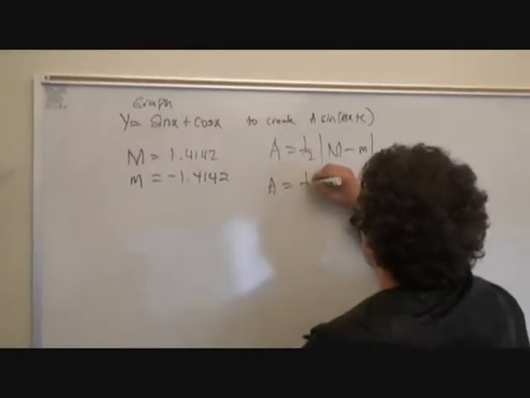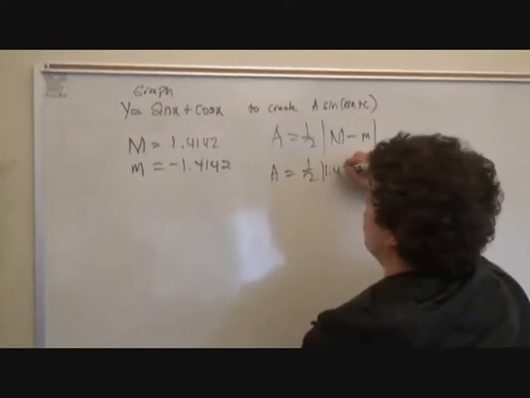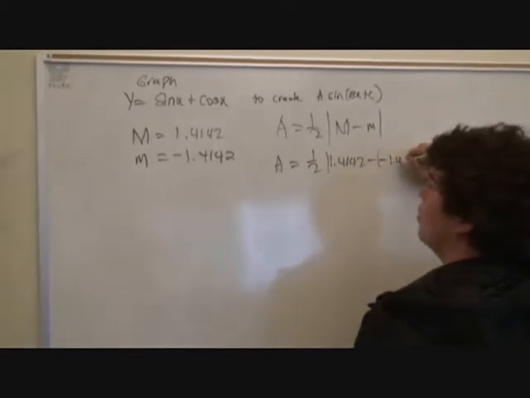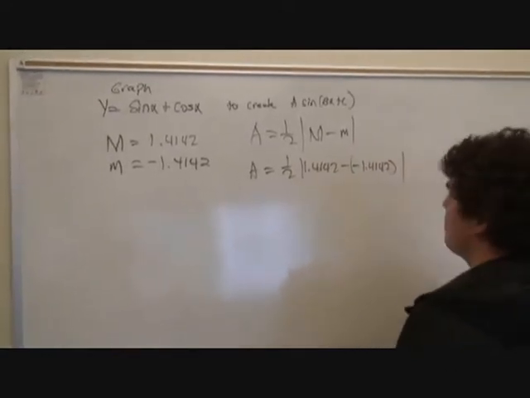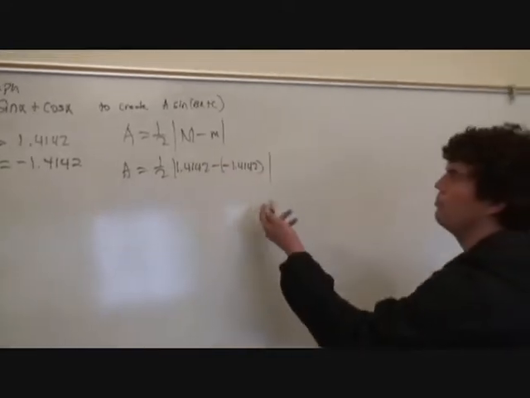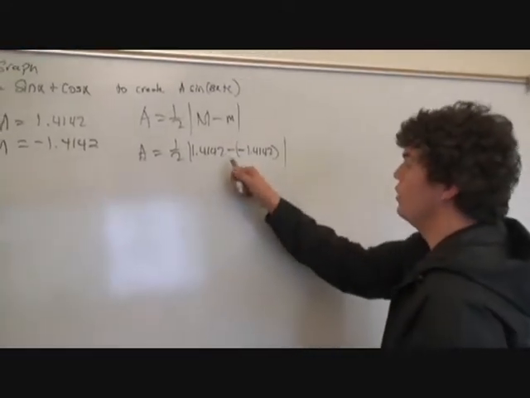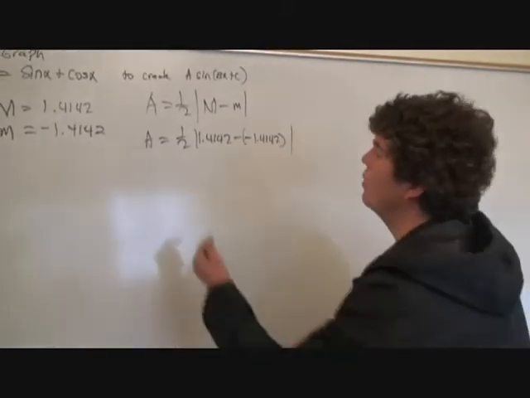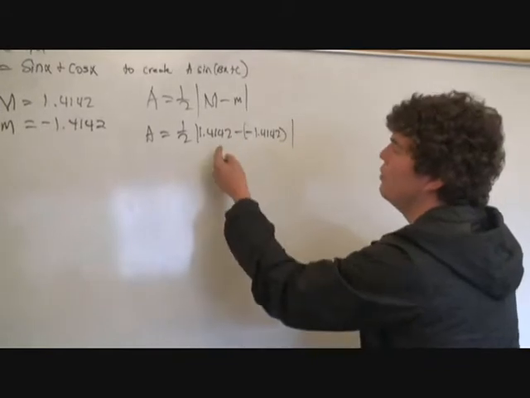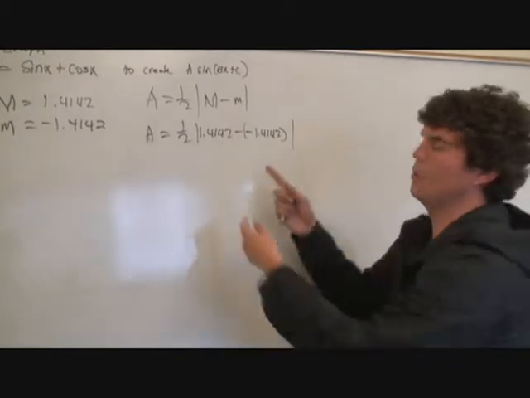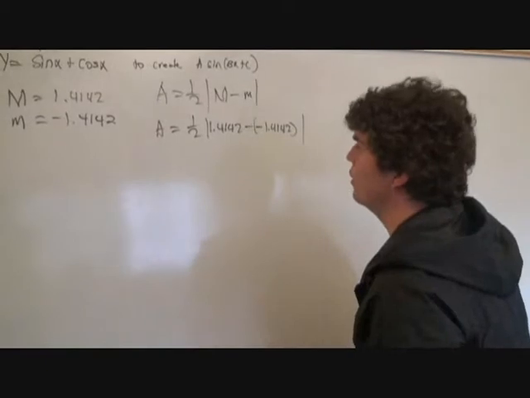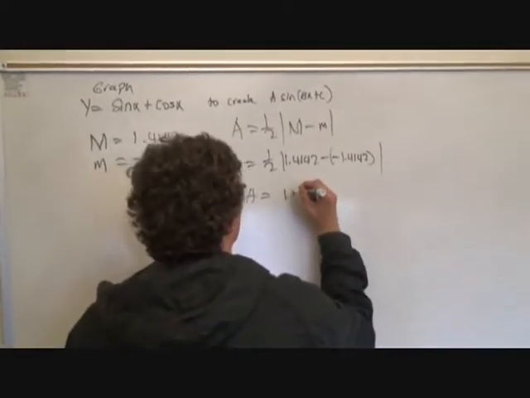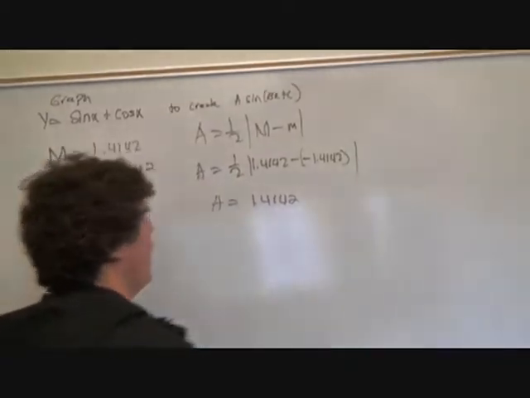A equals 1/2 of 1.4142 minus the negative 1.4142. Just to figure out logically, when you add these two together because one is negative, it would just give you double this value. And then when you divide by 2, it will give you the same answer. And it's absolute value, so it is positive, which amplitude always is. So using that reasoning, we have 1.4142 as our amplitude.